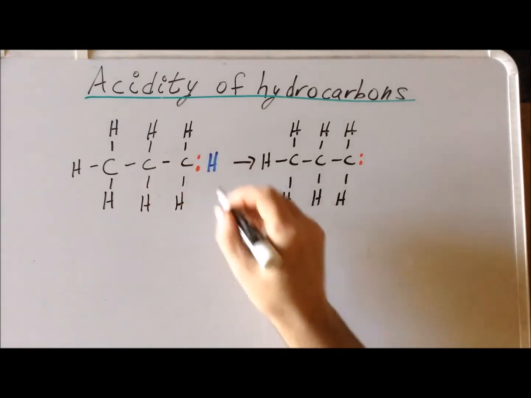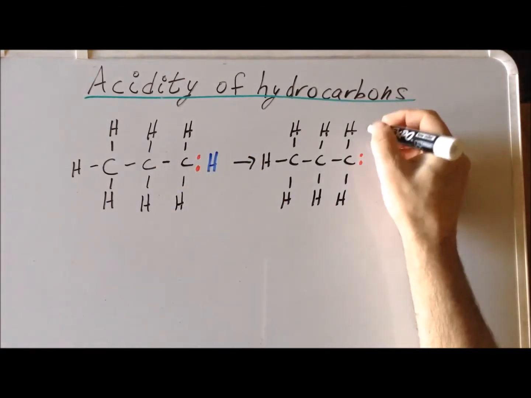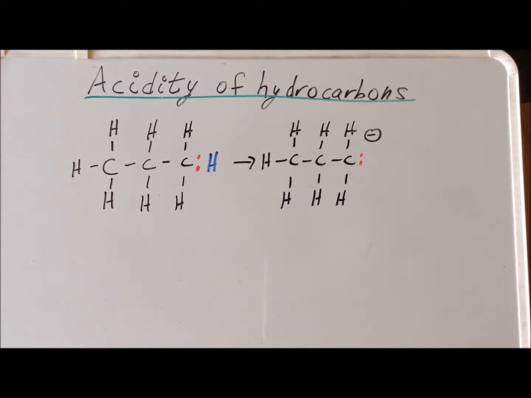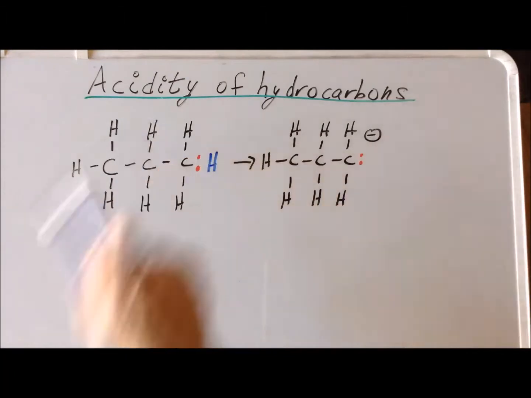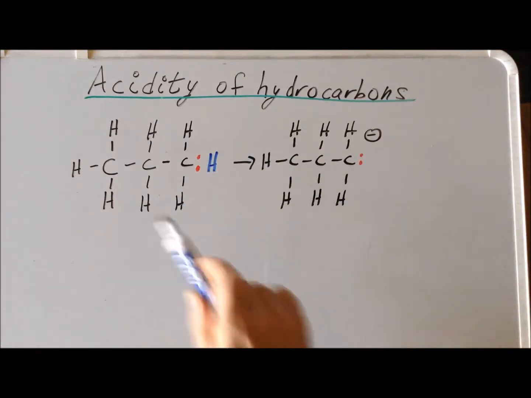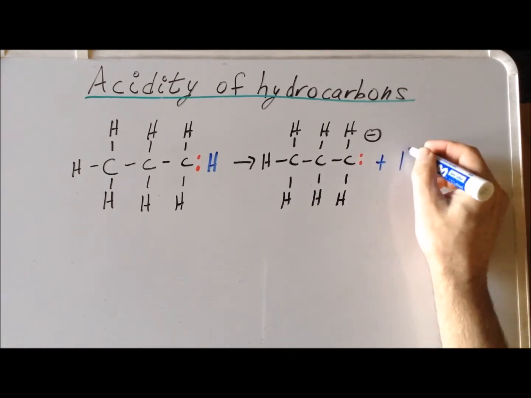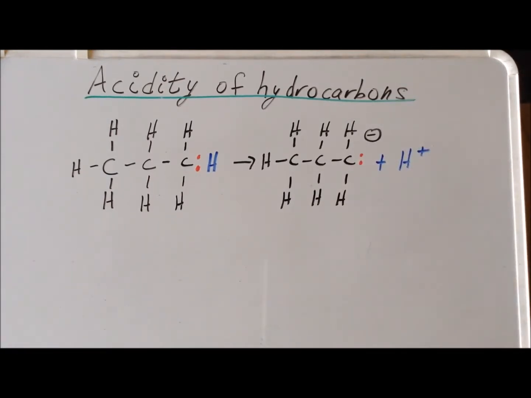And note that for the series that we're doing here, we're always removing the proton from the primary carbon. So you would get different effects if we were to remove, for example, a secondary hydrogen. But we're just sticking to the primary hydrogen for consistency in comparison. So when it acts as an acid, we form this conjugate base, and we give up a proton.